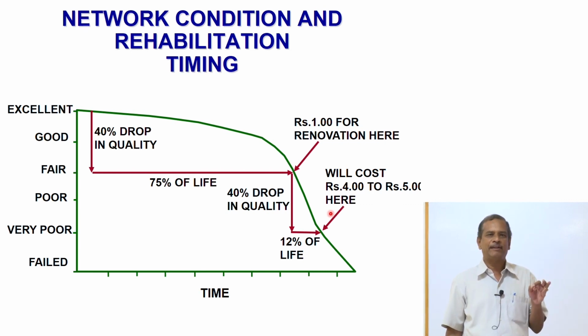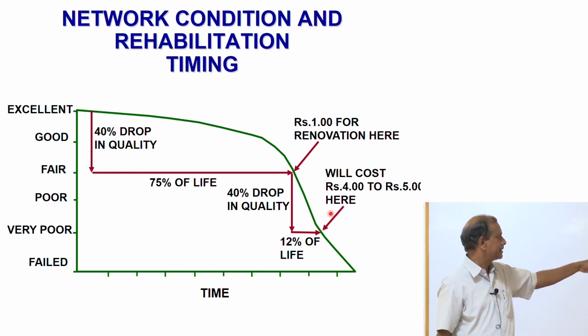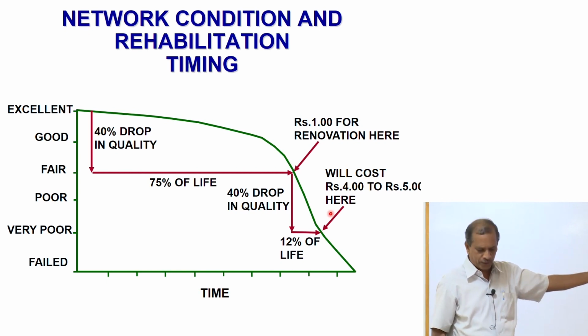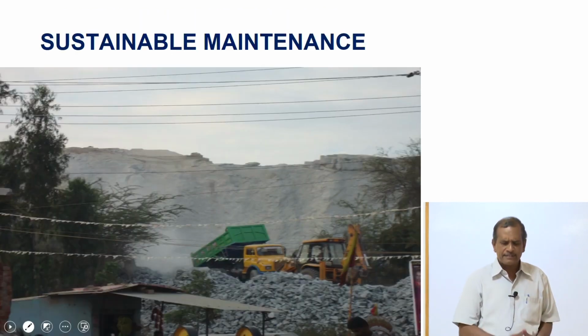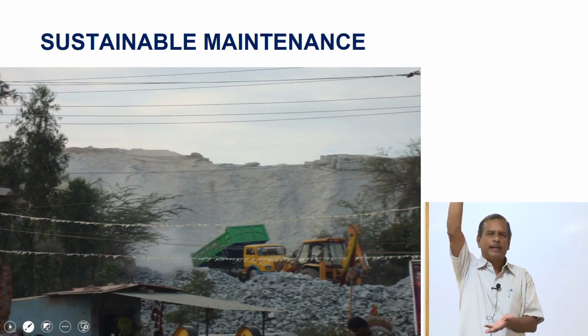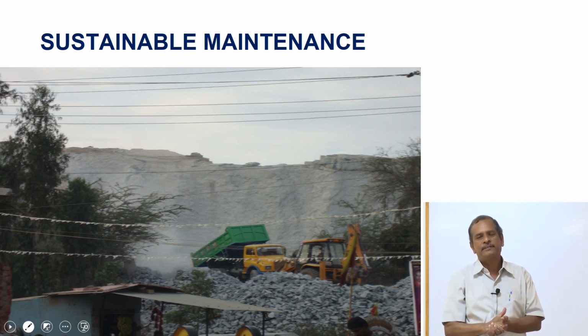So, a stitch in time will save nine. This is how a pavement deterioration takes place, and if you do it early, the cost of maintenance will be maybe 1 rupee, and the more you delay, the cost will go up to 4 to 5 rupees. The other question is how long we can keep doing overlay after overlay. It's time that we should relook at how we construct a sustainable pavement.